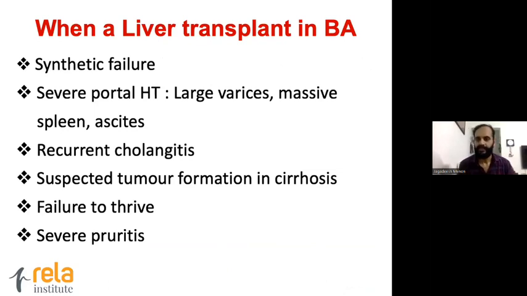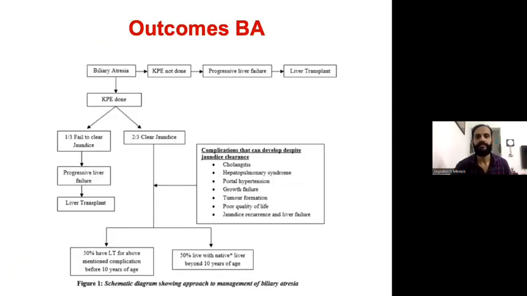There are some other scenarios where you need to offer a liver transplant, even if the Kasai has succeeded. They can have synthetic failure, they can have varices with massive bleeding, a massive spleen, portal hypertension related. Sometimes, even after Kasai surgery, bilirubin is normal, but they get recurrent cholangitis. Maybe each and every month they are getting admitted for IV antibiotics. Suspected tumor formation even after Kasai surgery, because it doesn't completely abate the process in the liver, tumor can happen, and that becomes an indication for transplant. Sometimes quality of life and itching can also be indications.